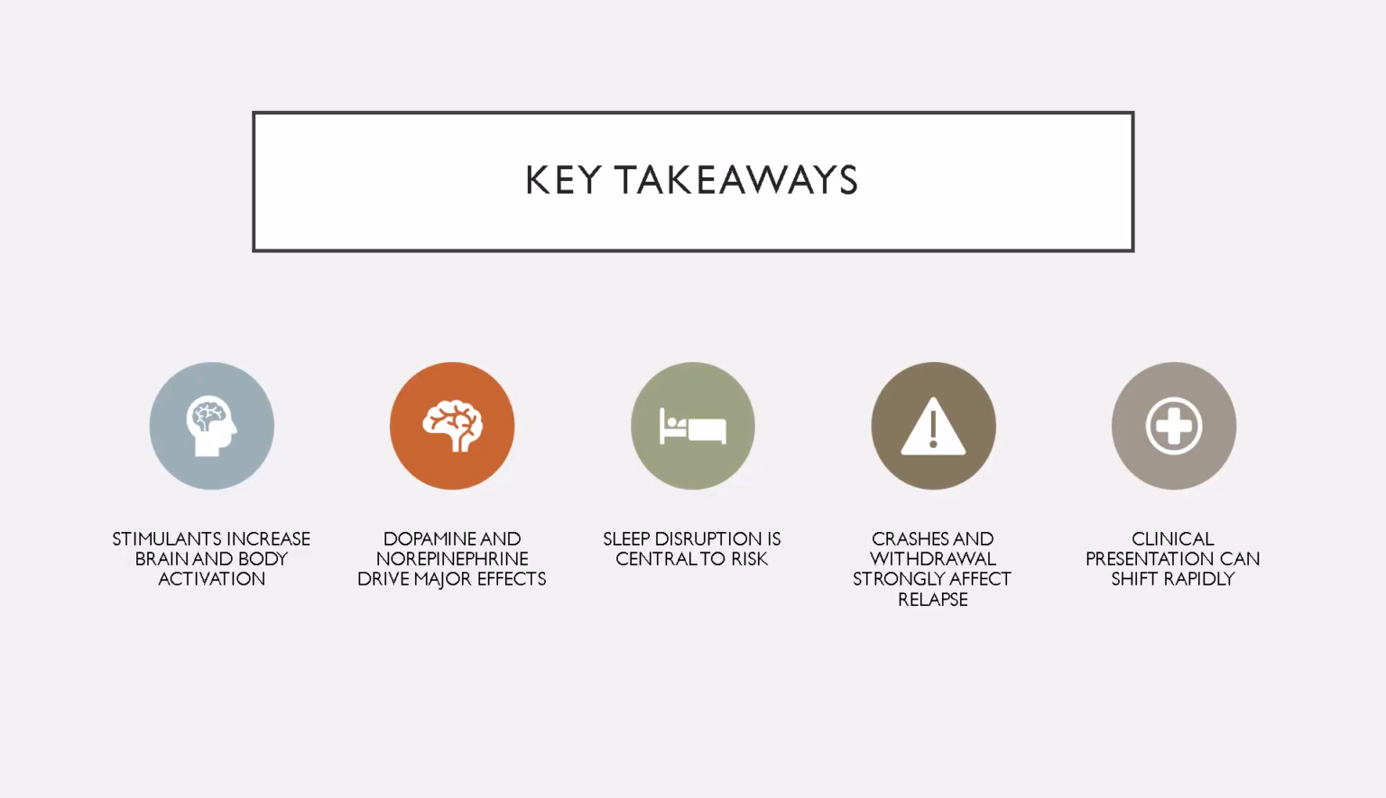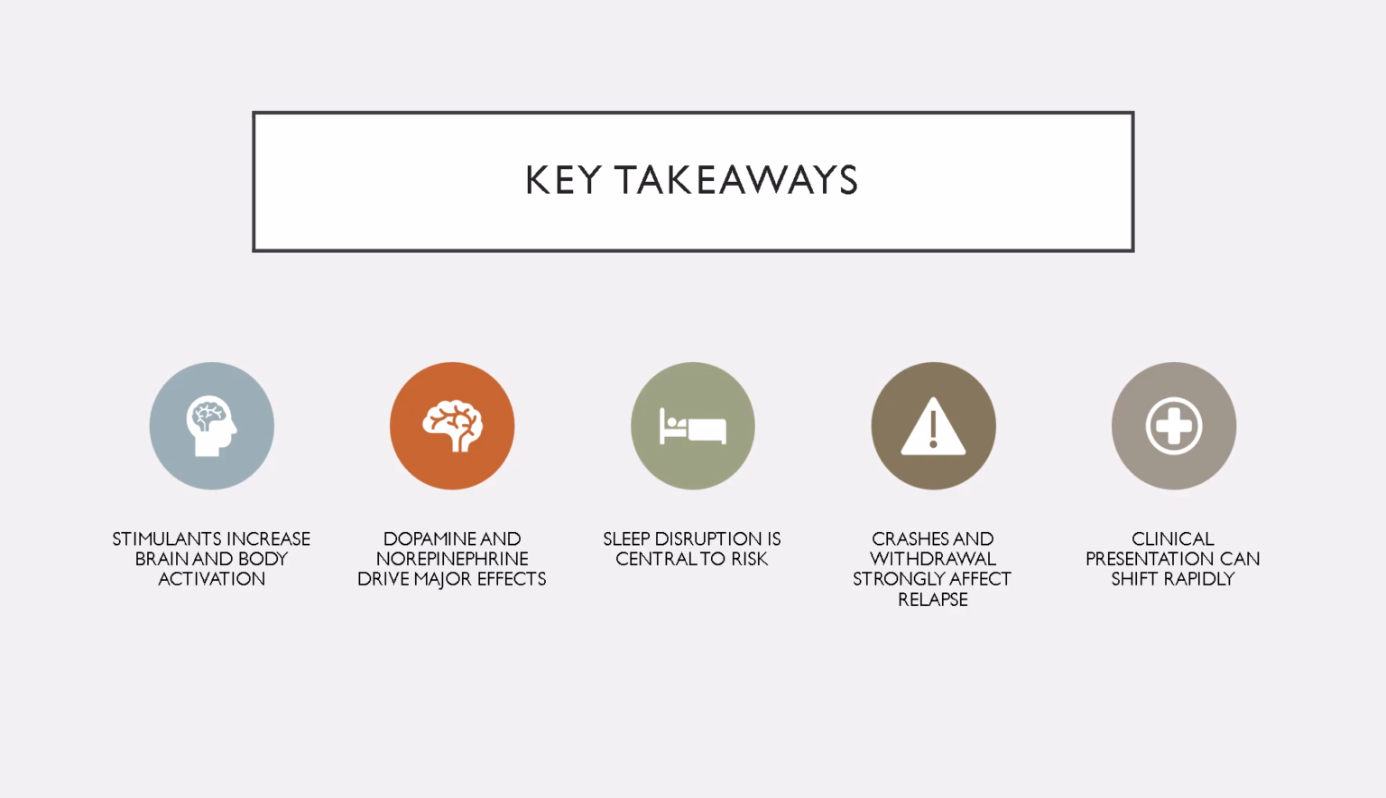So as I start wrapping up this lesson, the key takeaways should be pretty clear. Stimulants are going to increase activation in both the brain and the body. And that activation may look productive or energizing at first, but then it's going to quickly become dysregulating. Right? The dopamine and the norepinephrine help explain the major effects, including the reinforcement, the drive, the alertness, the anxiety, the agitation, the physical strain. And then the sleep deprivation is one of the most important parts of the stimulant risk.